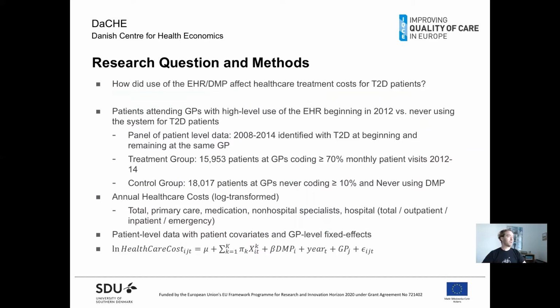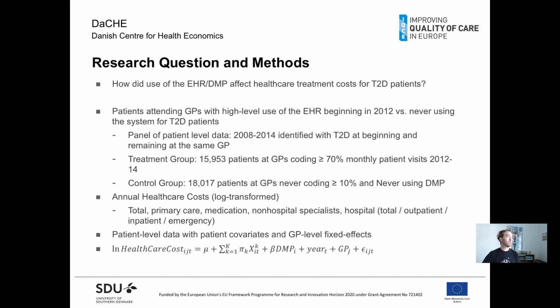So the research question and methods. Well, the basic research question is, how did the use of this electronic healthcare record system and the disease management program affect healthcare treatment costs for type 2 diabetes patients? To do this, we identified patients who were attending GPs which used the system at a high level beginning in 2012, and we compared them with patients who attended GPs which never really made use of the system. We have a panel of patient-level data covering the years 2008 through 2014, and these patients were all identified with type 2 diabetes before this period, and also they remained at the same GPs throughout the entire period.